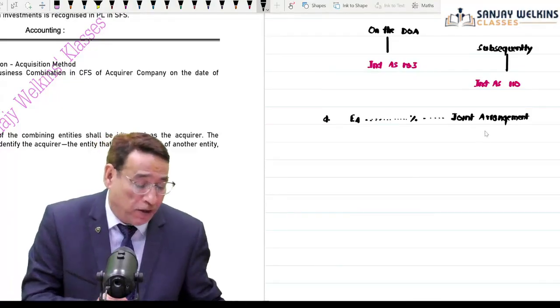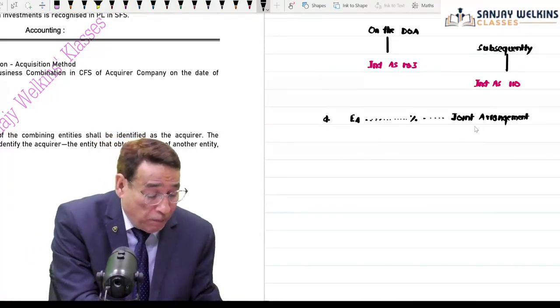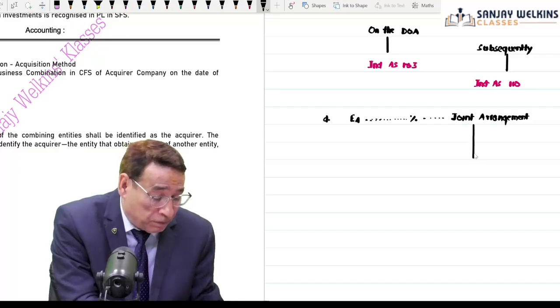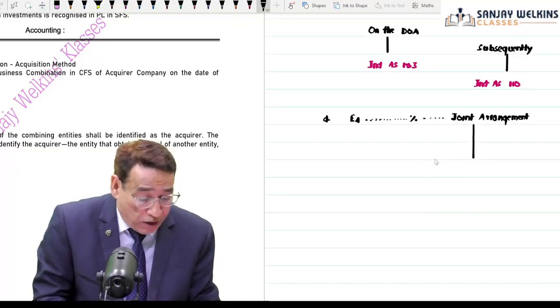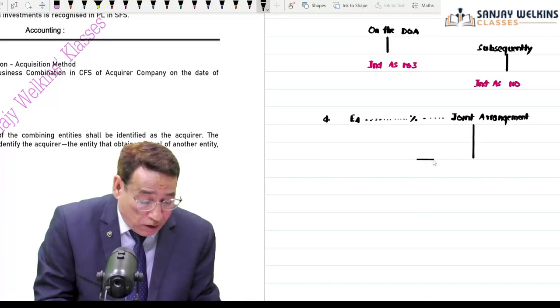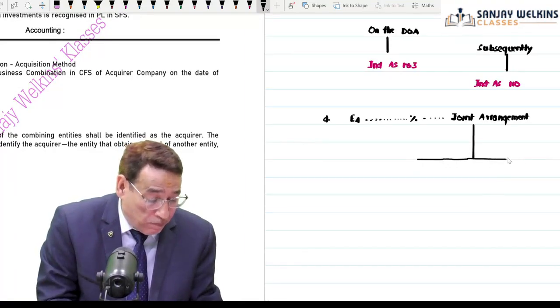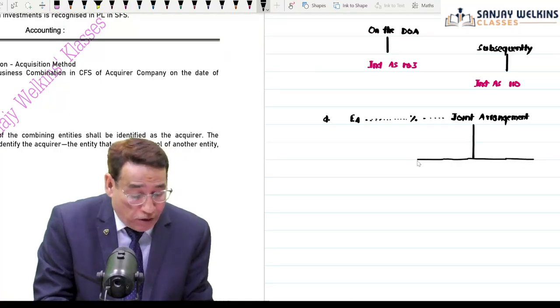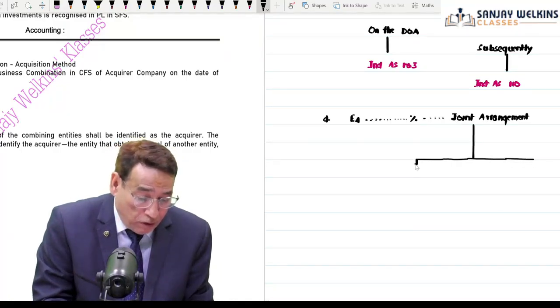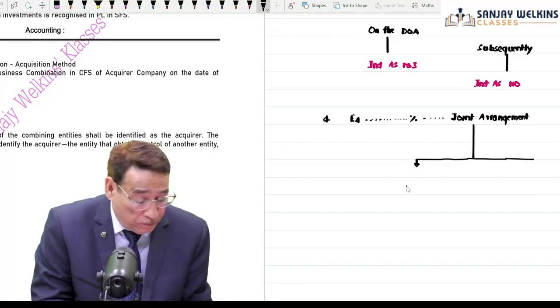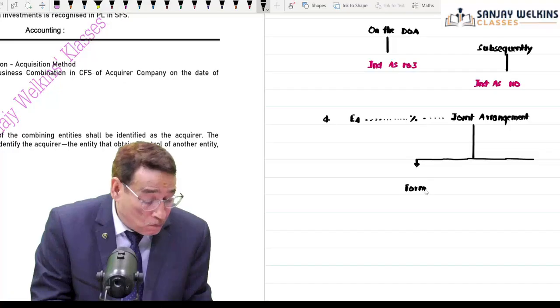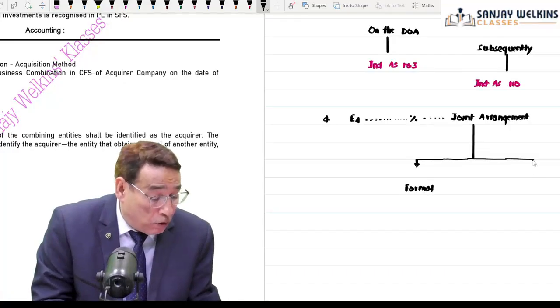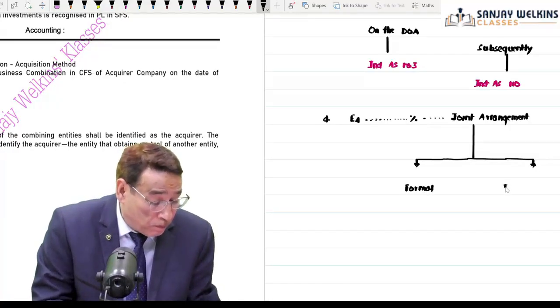But the important point is that a joint arrangement may be formal or informal. Joint arrangement could be formal, or it could be informal.